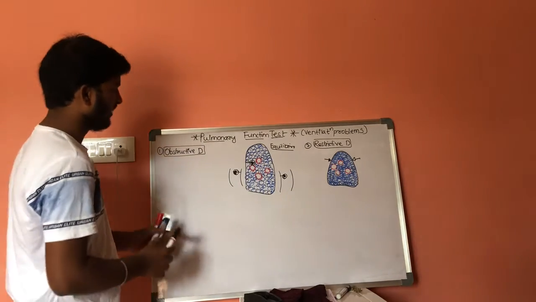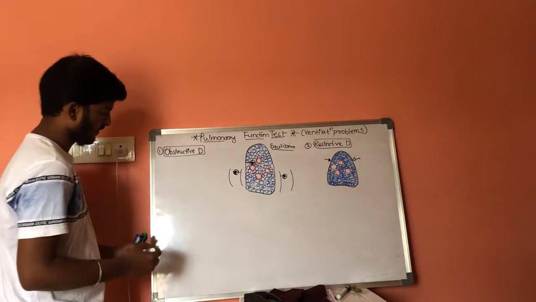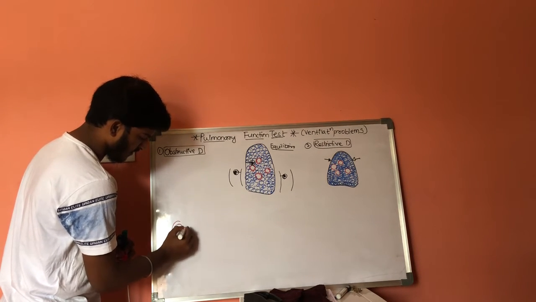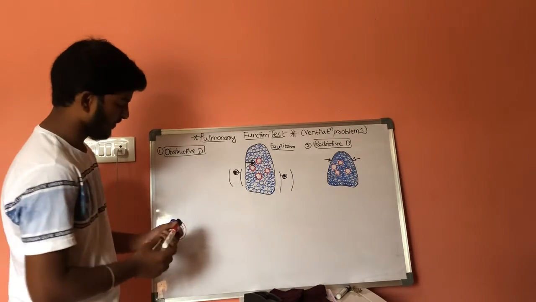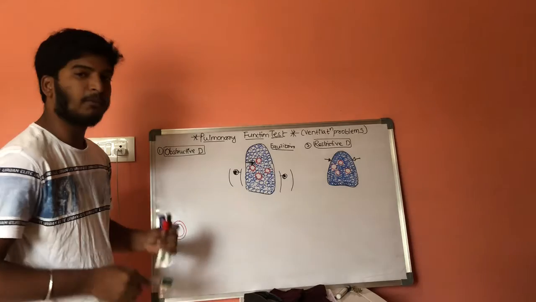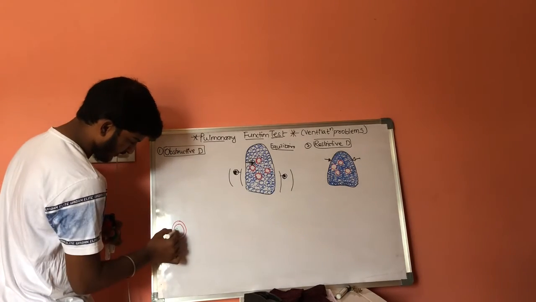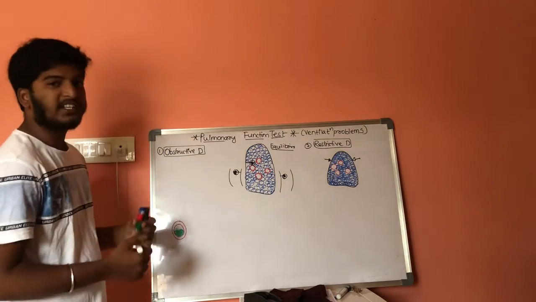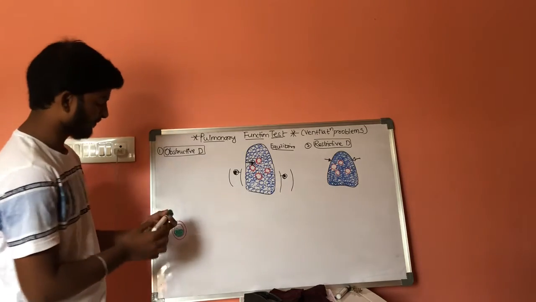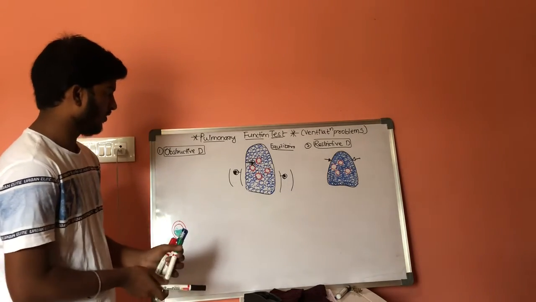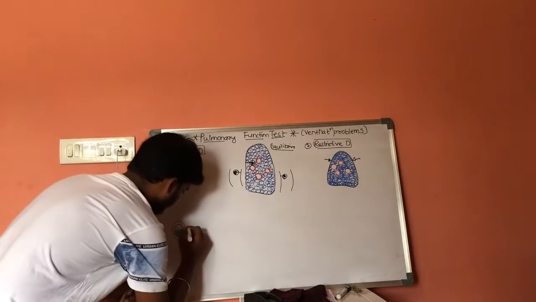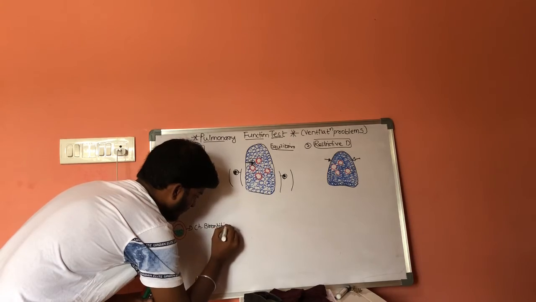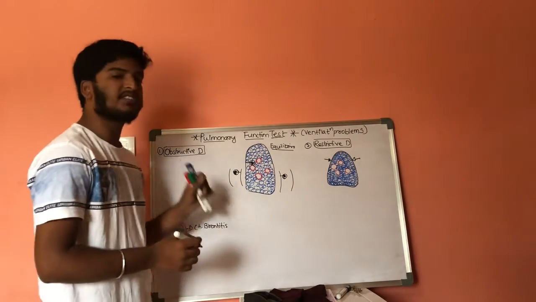Let us consider this is one airway, in which the first condition is that there will be more secretion in these airways. The secretory material will accumulate in this area. Then the condition is called chronic bronchitis. This is the first condition which results in obstructive disorder.